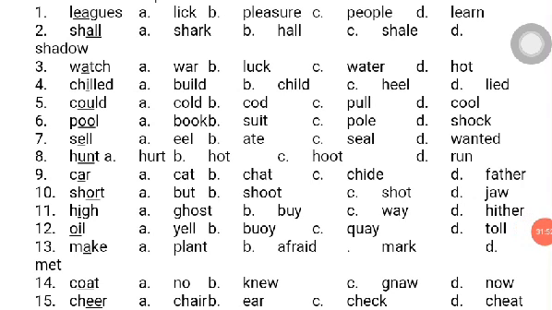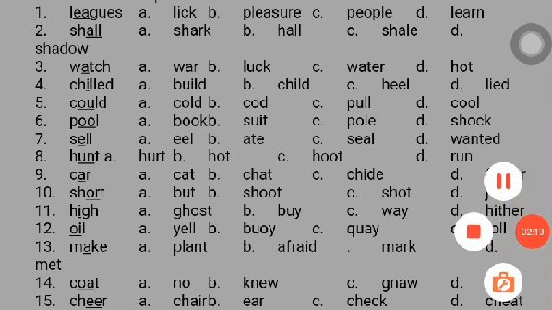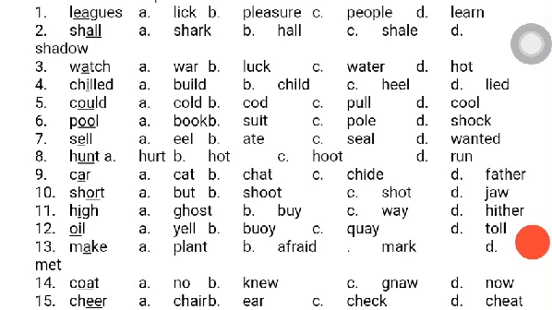So now we are in number 8, and the word is H-U-N-T, hunt. So our options are option A, H-U-R-T, option B, H-O-T, option C, H-O-O-T, and option D, R-U-N. So let's go to our marker board for the explanation and see what it says the answer is, together with the explanation. So are we good to go?